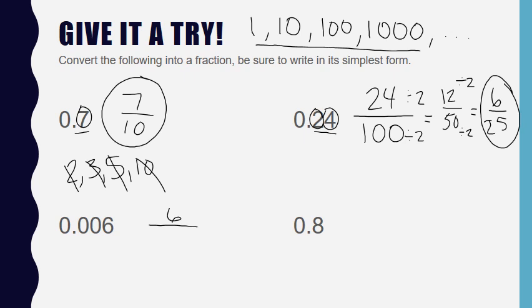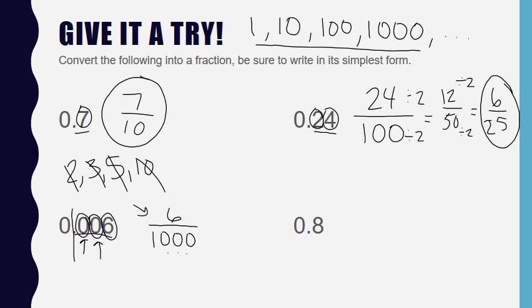We have to count all the numbers after the decimal. 1, 2, 3. So I'm going to use 1, 2, 3 zeros. Some of you may not have counted those zeros here, but zeros are a digit. They are a number, so we do count those. We only count the ones that are after the decimal, and that's why we didn't count that other one. There's 1, 2, 3 numbers after the decimal, so I use 1, 2, 3 zeros.